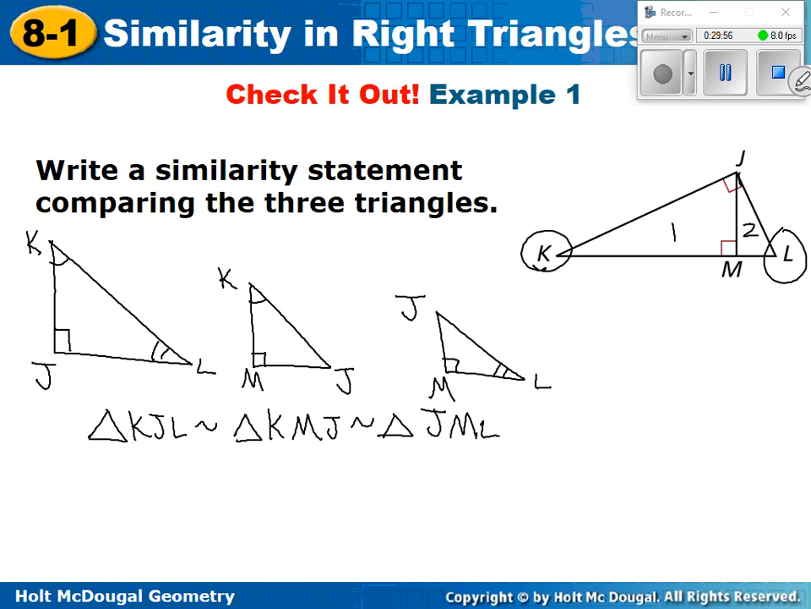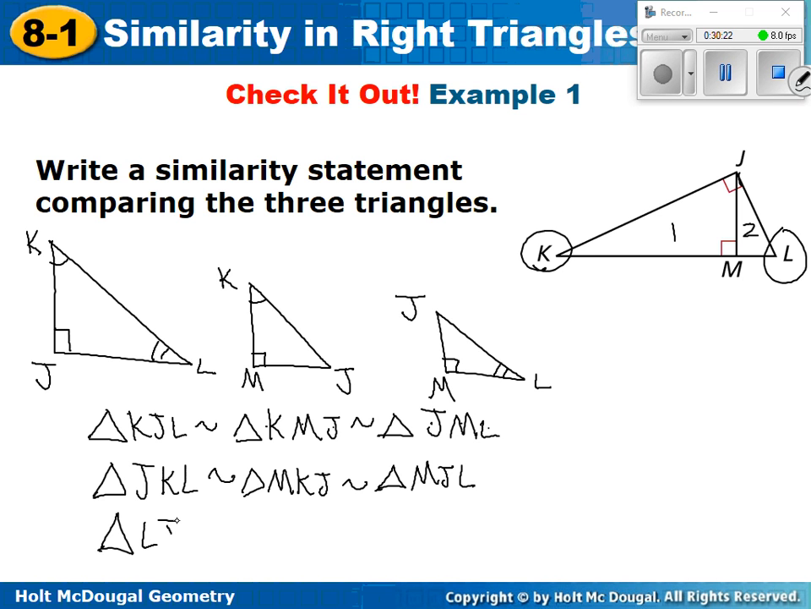Did somebody name their first triangle differently? So triangle JKL should be similar to, you went JKL, so that would be MKJ, which is similar to MJL. Somebody name it differently? Triangle LJK. So you went LJK just backwards. So that would be JMK backwards, which is similar to LMJ. Questions?